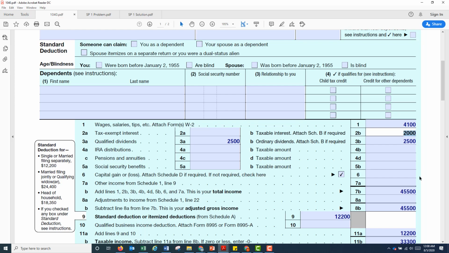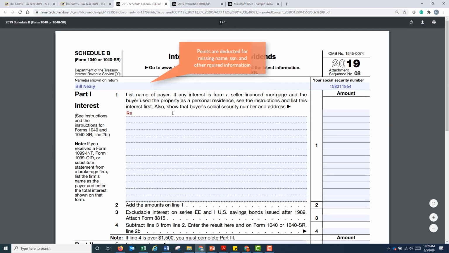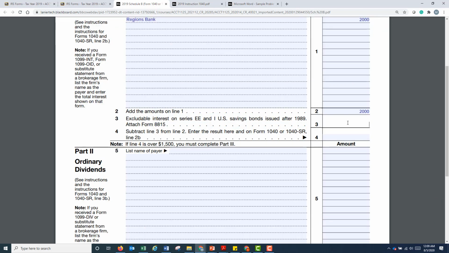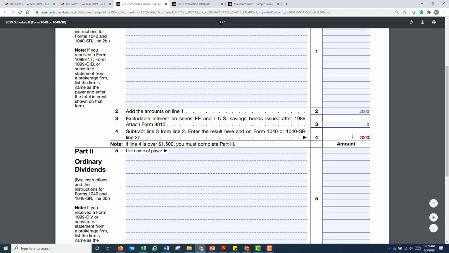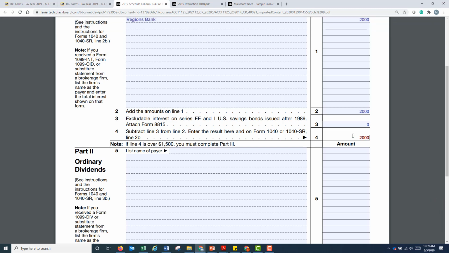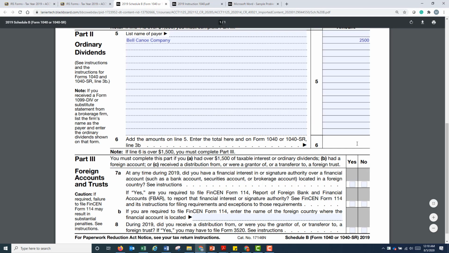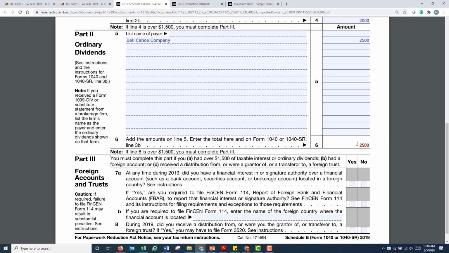So let's do that. Part 1 is interest. That's Regions Bank. 2,000. Number 3 here is always 0. We won't have this. And the total is 2,000 on part 1. It says enter the result here and on form 1040 line 2B. We do have that reported on line 2B already. Carry down 2,500 as the total. And this gets reported on 1040 line 3B.